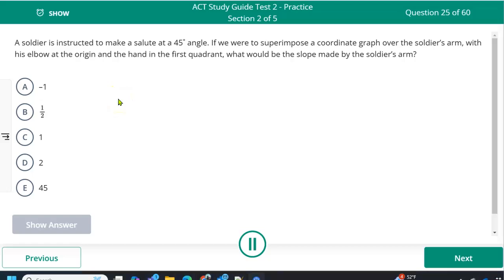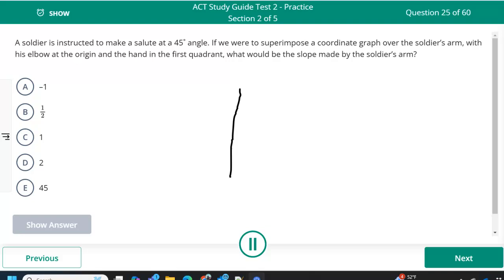Soldiers are instructed to make a salute at a 45-degree angle. If we were to superimpose a coordinate graph over the soldier's arm with his elbow at the origin and the hand in the first quadrant, what would be the slope made by the soldier's arm? All right, 45-degree salute.